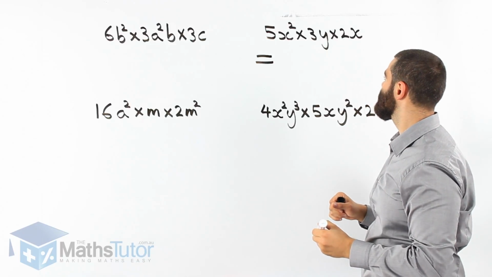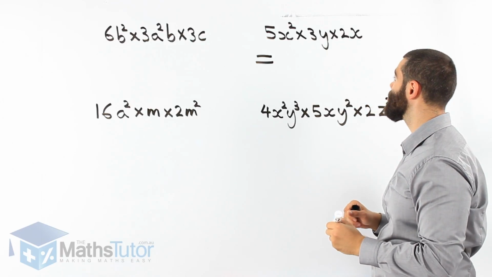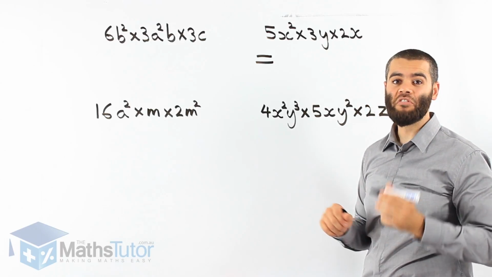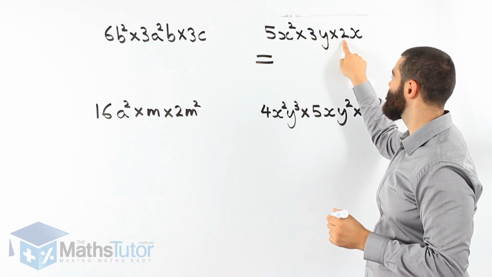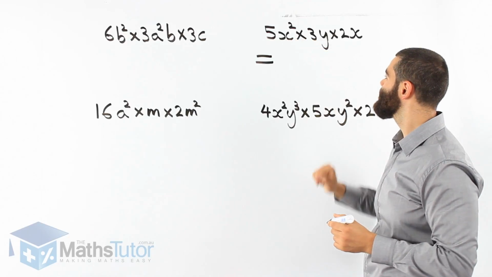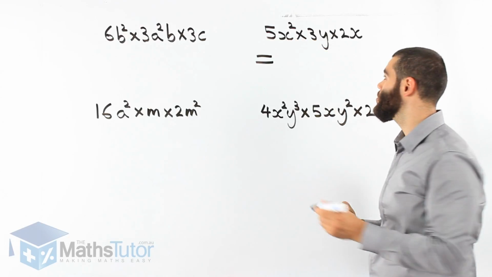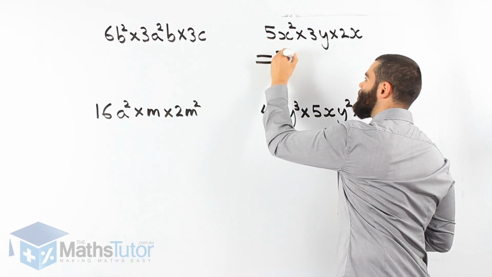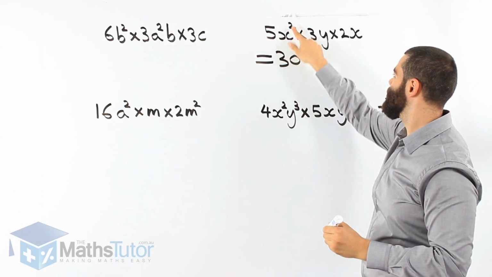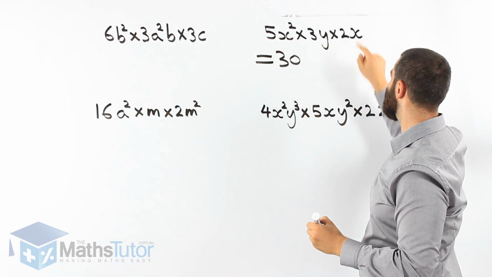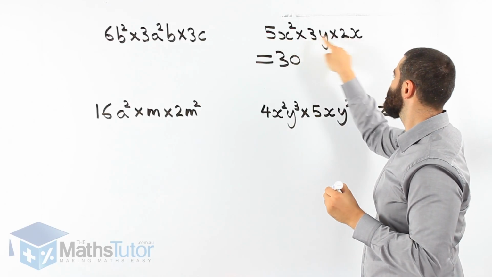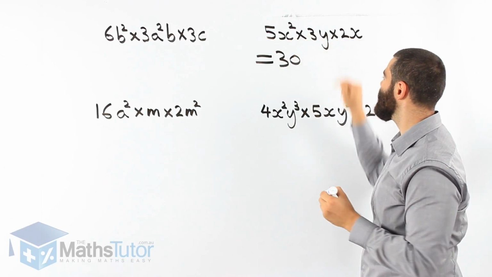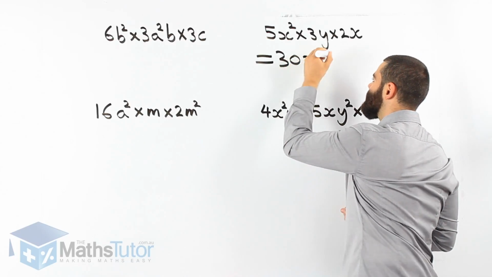5x squared times 3y times 2x. We know we have numerals. We multiply the numerals first. 5 times 3 times 2. 5 times 3, 15 times 2, 30. We have our x squared times y times x. We look for the same bases. Here we have x and x. So we write our x.